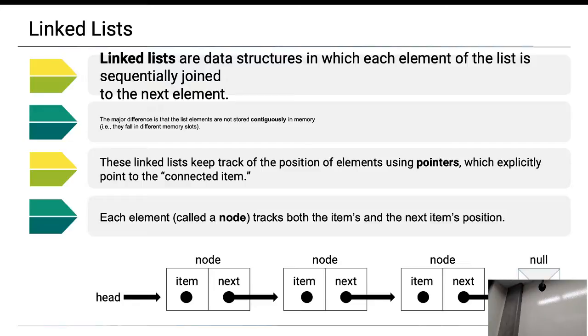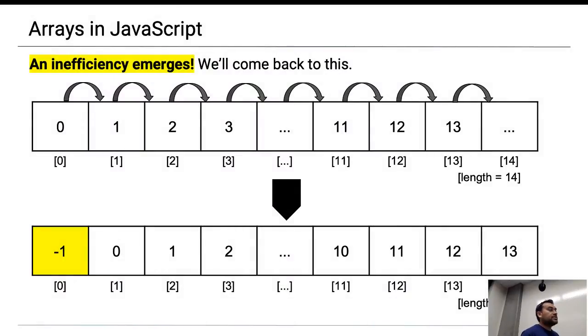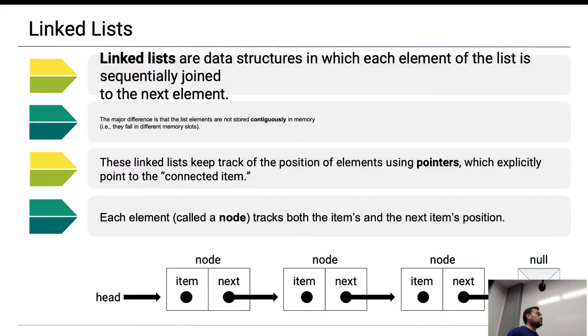Let's go back over it. In this array, if I want to shift, what do I have to do? I have to run a loop and say, add this one, move here, then move here, then move here. How many instructions? N number of instructions, right? I'm just trying to add a number at the beginning of the array, right? Now in a linked list, if I want to do the same thing, what would I do?